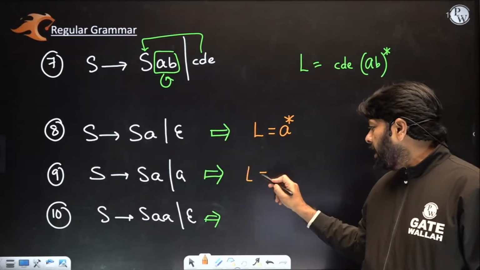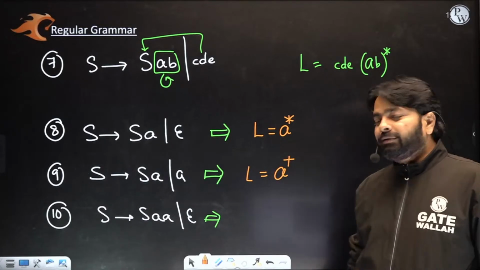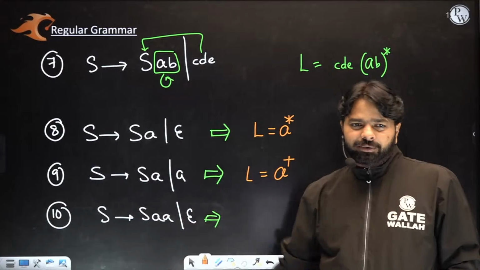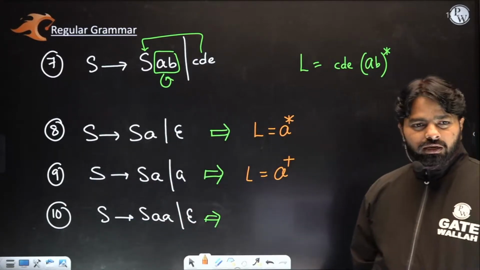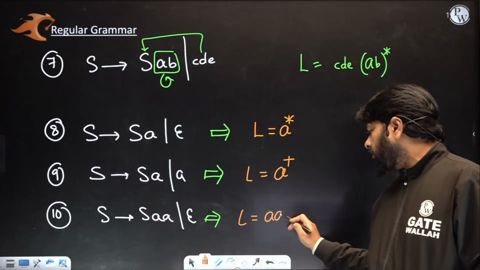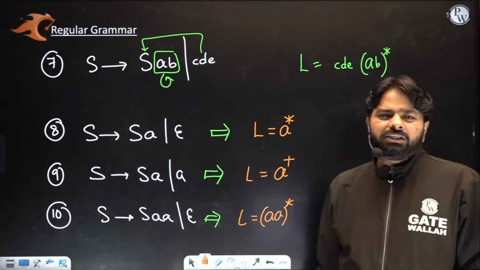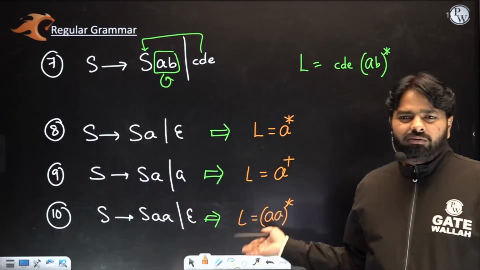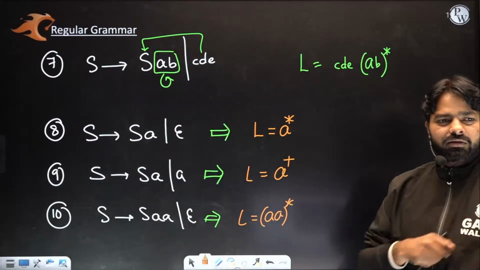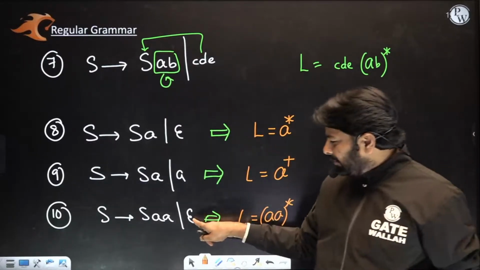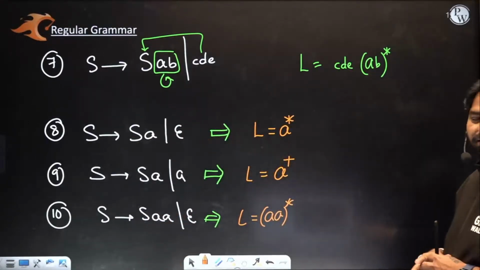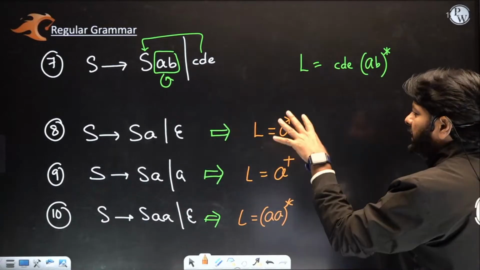And this is A plus. At least one A should be generated, then 2 A's, 3 A's, 4 A's, all you can generate from here. And the 10th one, the double A repeats any number of times, so that is double A whole star. Epsilon no need to write because epsilon means zero symbols. You will see A's only if A's are there along with epsilon. So don't worry about epsilon. Epsilon followed by double A whole star is double A whole star only. Fine. Okay, this is with the left recursion.